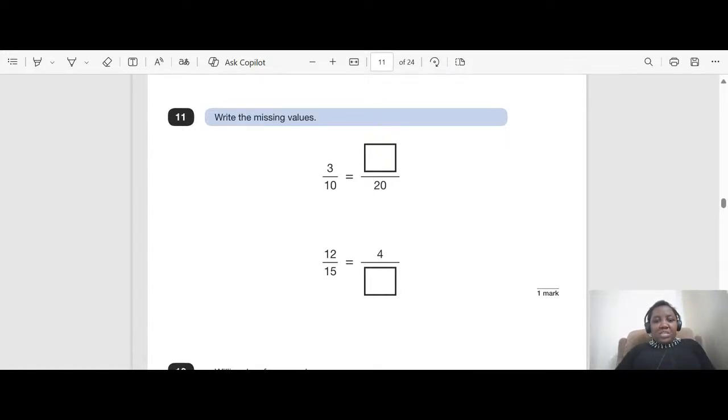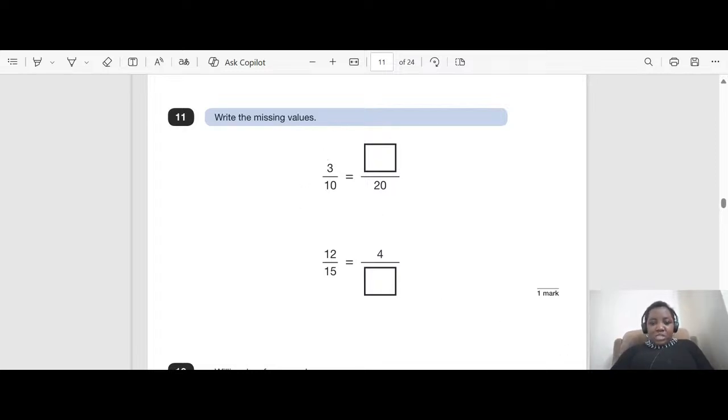So question number 11 says write the missing values. We have 3 over 10 is equal to missing value over 20. So we just do a comparison. We have the denominators of the two numbers, and we can see that this is double this. So that implies that the numerator would also be double this. So if you got 6 here, then you're correct.